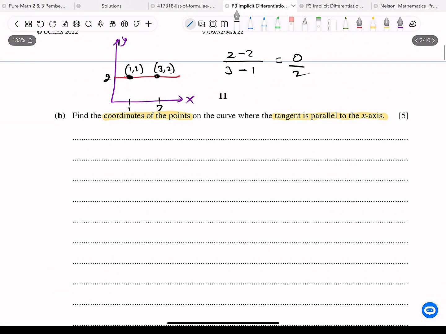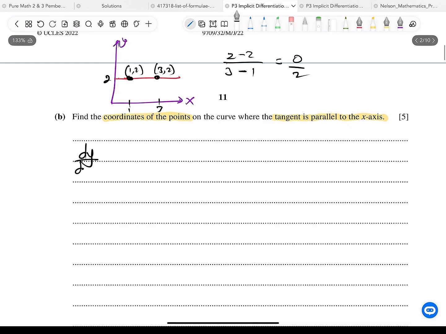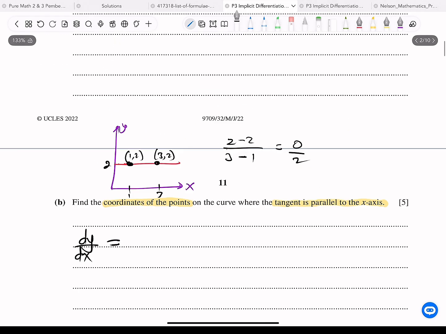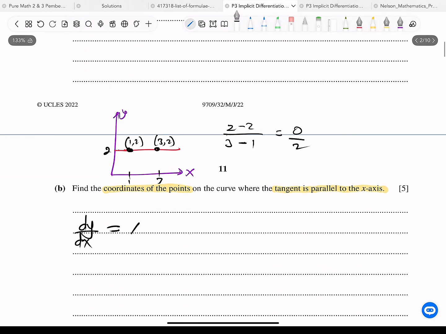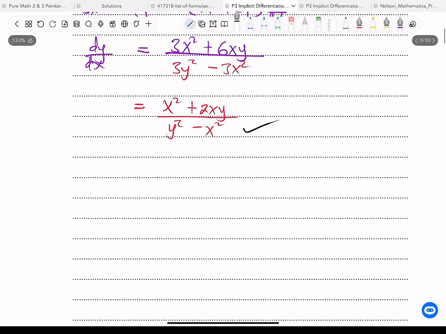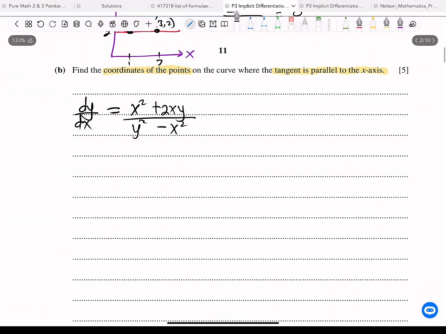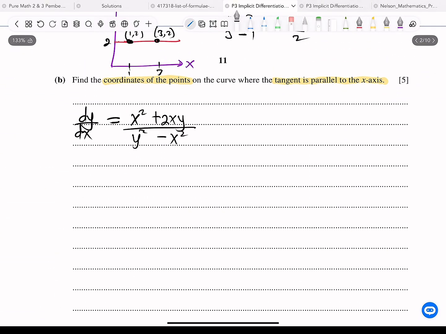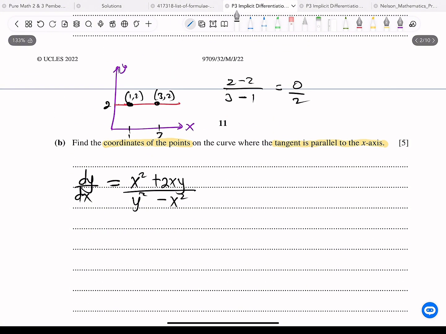So bring it here. So we know dy/dx is equal to (x squared plus 2xy) over (y squared minus x squared). Let me check if that's true. Yep, it is. Okay, so what this means basically is that for the gradient, when it is parallel to the x-axis, the numerator is 0. So what we are going to do is to take the numerator. So this implies that this numerator is equal to 0.